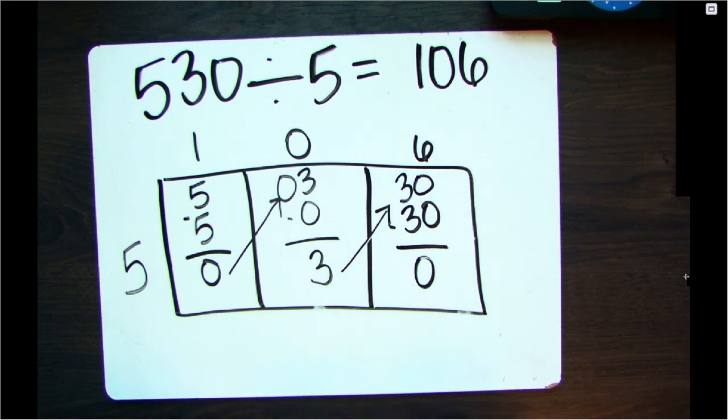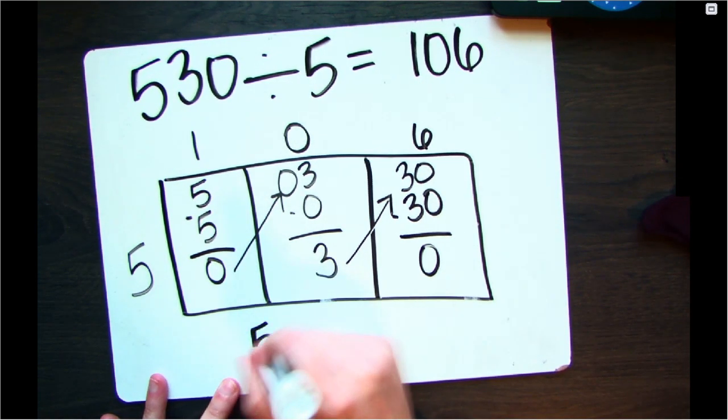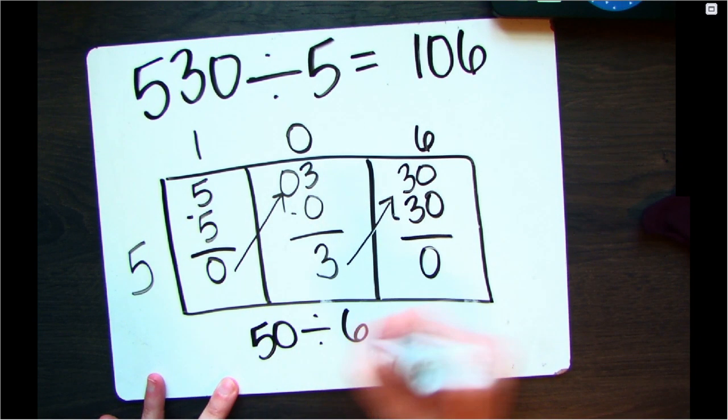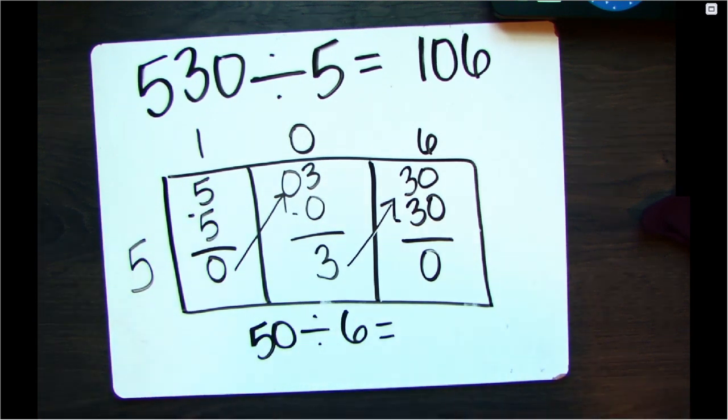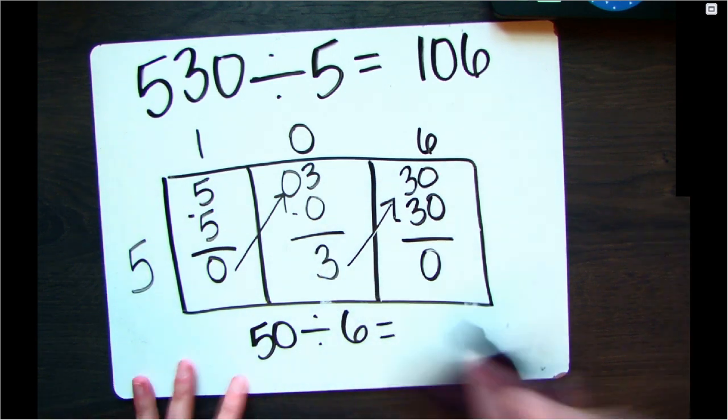Whenever I was doing the other problem, and I was trying to figure out what 6 times what got me close to 50, so I was doing, let's go down here, 50 divided by 6. Well, automatically I know that 7 times 6 equals 42. But if I had done 42, I would have gotten a number that was bigger down here than that 6.